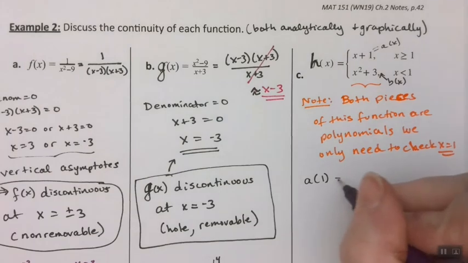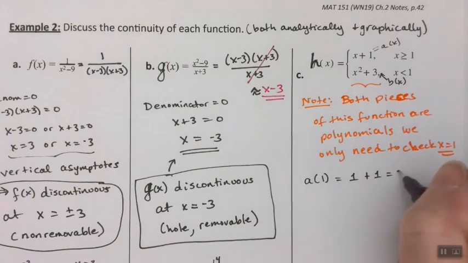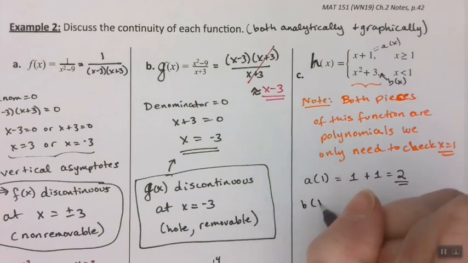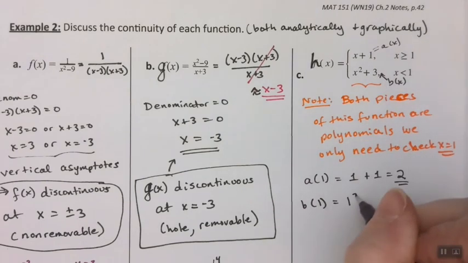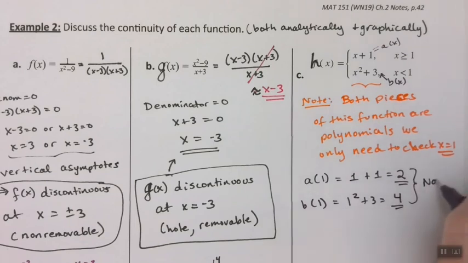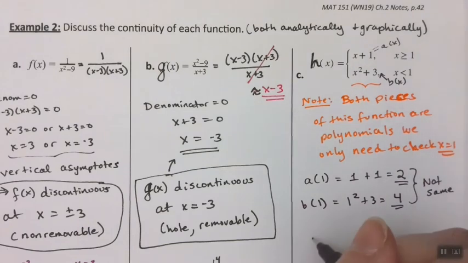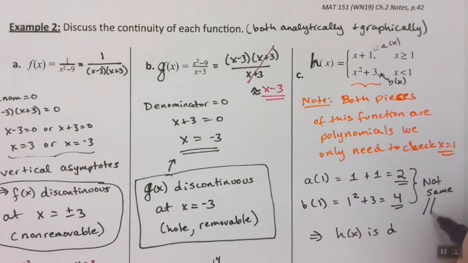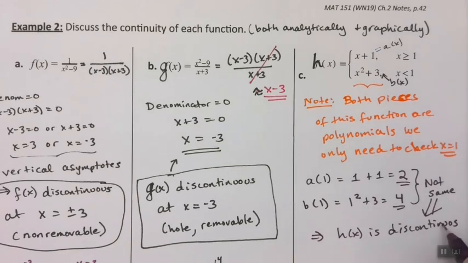So let me check a of 1. a of 1 would be 1 plus 1, which is 2. b of 1, part b, would be 1 squared plus 3, which is 1 plus 3, which is 4. They're not the same. Since they're not equal to each other, that means there is a discontinuity. h of x is discontinuous at x equals 1.